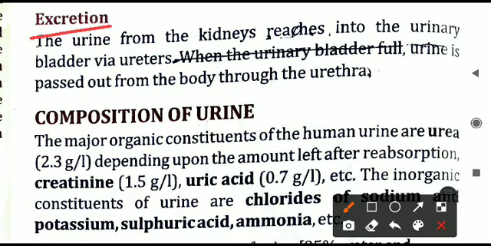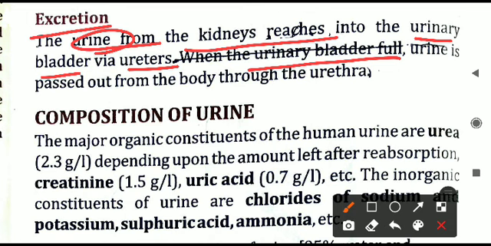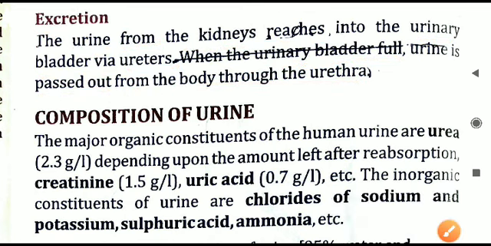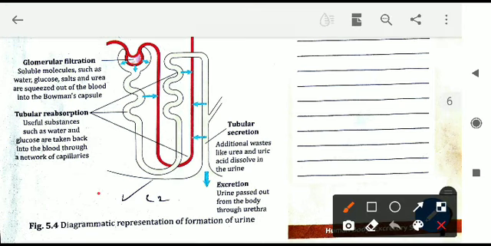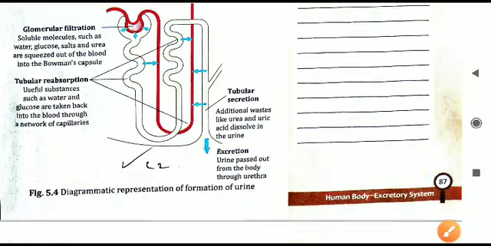Next is excretion, that is urinating itself. The urine from the kidneys reaches the bladder via the ureters, and when the urinary bladder is full, urine is passed out from the body through the urethra, at the opening of the bladder only. So these are all the different steps of how urine formation is done. Again, I repeat the step names. First is glomerular filtration, second is tubular reabsorption, third is tubular secretion, followed by the last, excretion. This diagram you have to remember, and you will have to draw it in the upcoming question answers. You will be informed. You have to draw this.